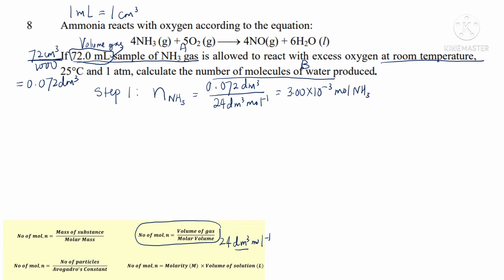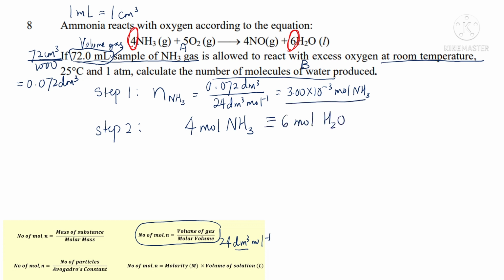Step number 2, we need to find the stoichiometric relationship between ammonia and water. And we know that the stoichiometric relationship is written in the balanced chemical equation. From the balanced chemical equation, we can see that 4 mole of ammonia will produce 6 mole of water molecules. So that is the stoichiometric relationship between ammonia and water molecule given in the balanced chemical equation. So 4 mole of ammonia produce 6 moles of water.